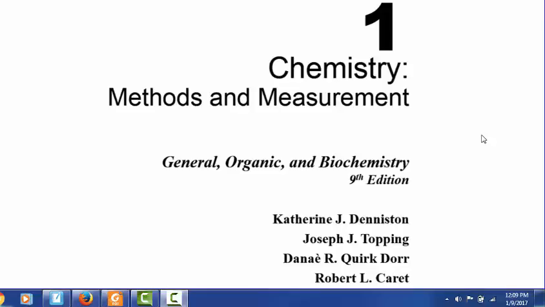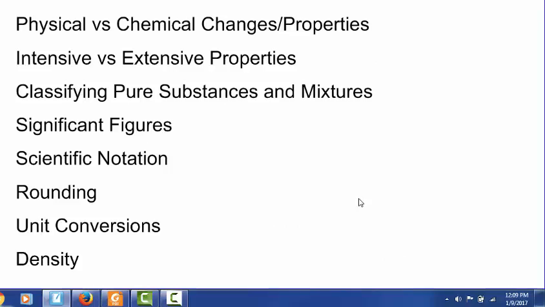This is Chapter 1 from General Organic and Biochemistry, 9th edition, by Denniston. In this video we're going to go over the first couple of sections of chemistry. So, topics that are covered in this chapter.